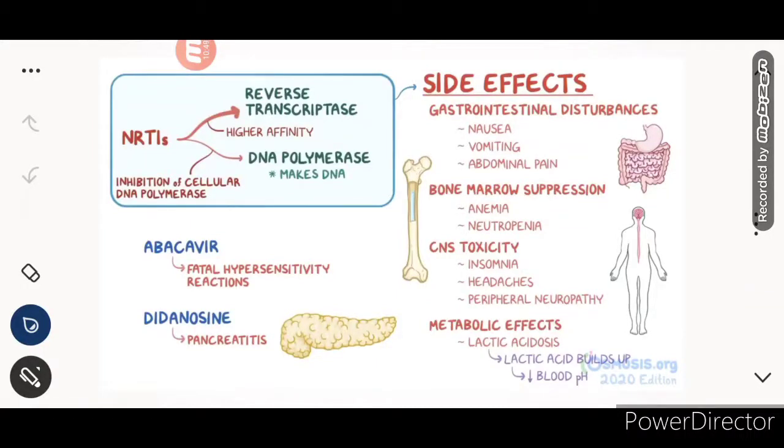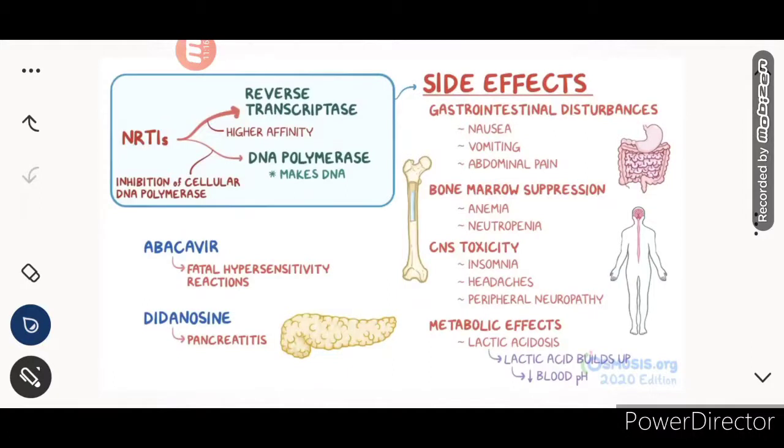We know that it has high affinity to the reverse transcriptase of the viral enzymes, but sometimes it affects the host DNA polymerase. Okay, and that will lead to inhibition of the cellular DNA polymerase, and then it will affect the host cell transcription. So it can affect the host cell too. So we have to use it in a certain amount.